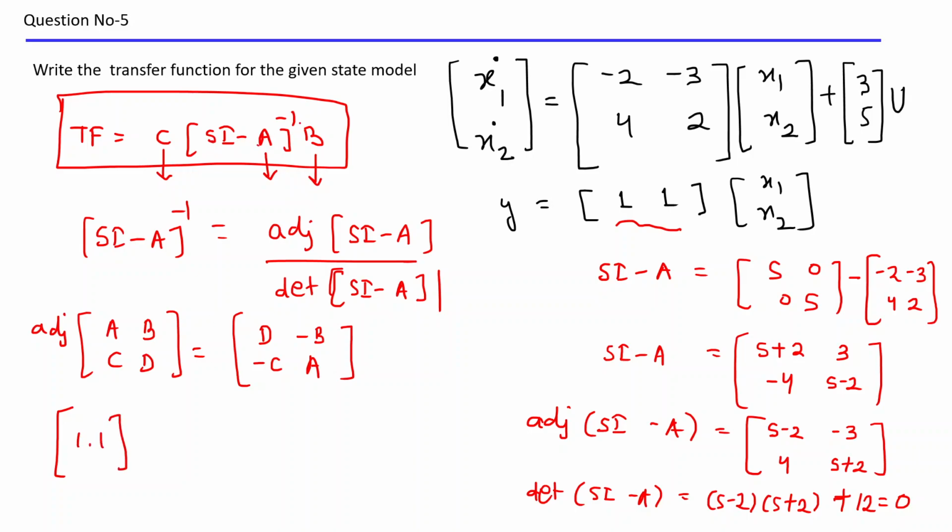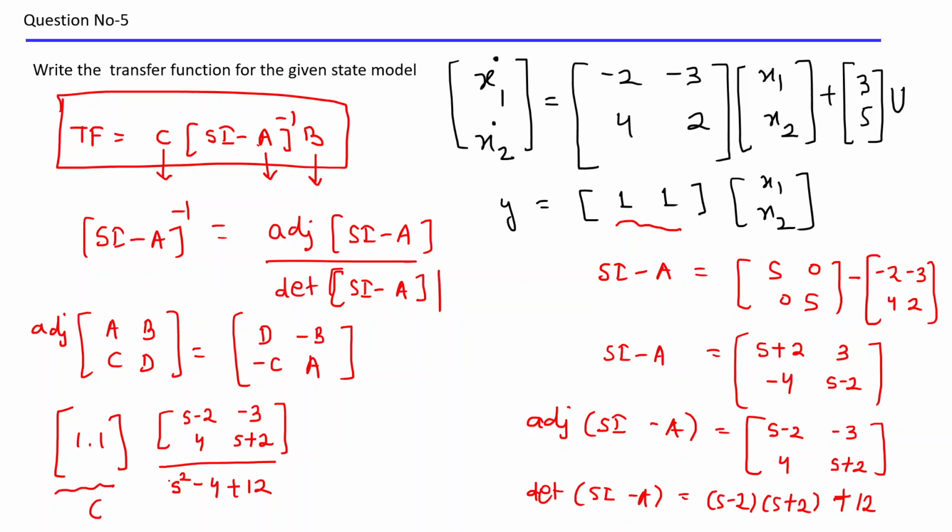Next, sI minus A inverse is nothing but the adjoint of sI minus A, which is s minus 2, minus 3, 4 and s plus 2, divided by its determinant. The determinant is s minus 2 multiplied by s plus 2. A plus B into A minus B is A square minus B square, so this is s square minus 4, minus 12. This is the determinant; no need to set it equal to 0. So this is the adjoint divided by the determinant.